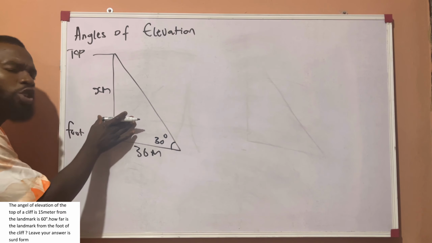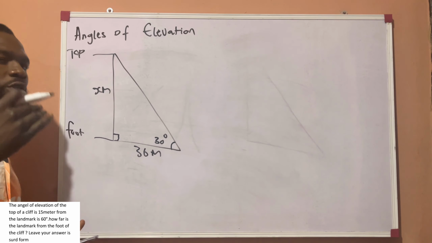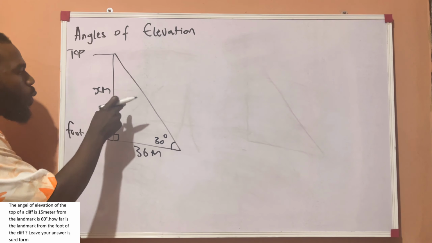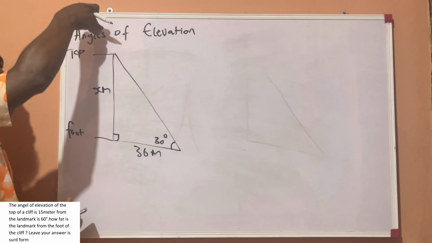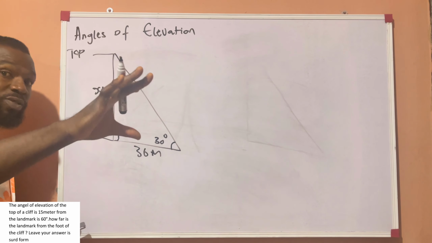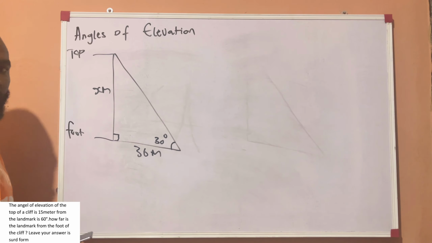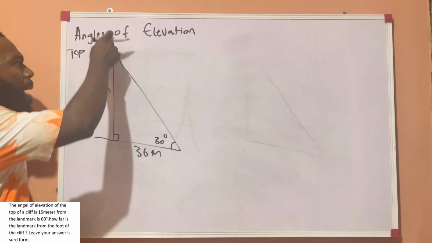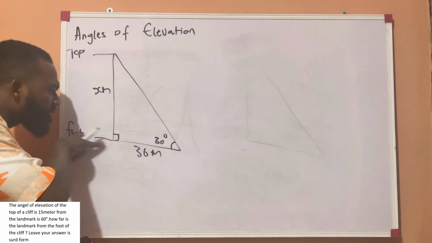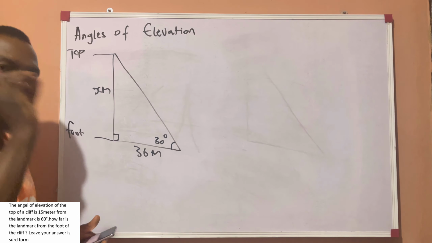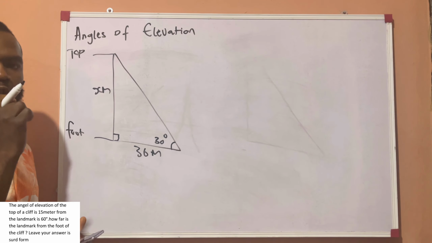Now here, the use of Pythagoras theorem will not work. Why? Pythagoras theorem is only applied when you are told to look for a side of a right angle triangle when the other two sides are given, the values are given. But if you notice, we are told to look for x, but the hypotenuse was not also given. It is only the adjacent that was given. So it means there is no way we can apply Pythagoras theorem. So what should we do?